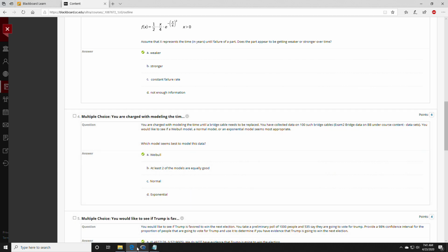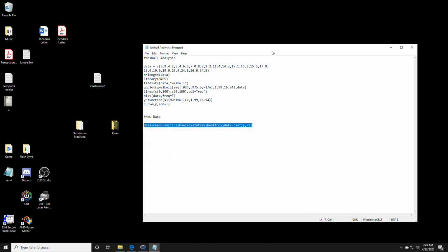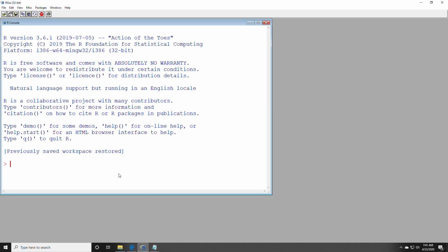So I have an example data set here, which I've just named data, which I'll have sent to you along with concrete data. And so let's go ahead and read that into R. One thing I'll show you that you might want to do from time to time is this.